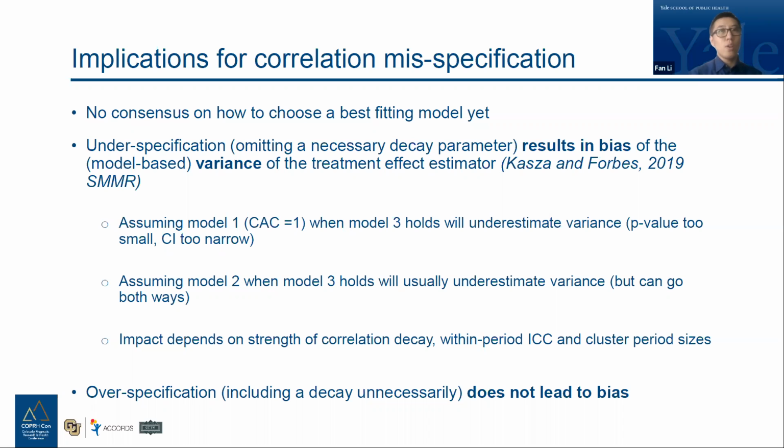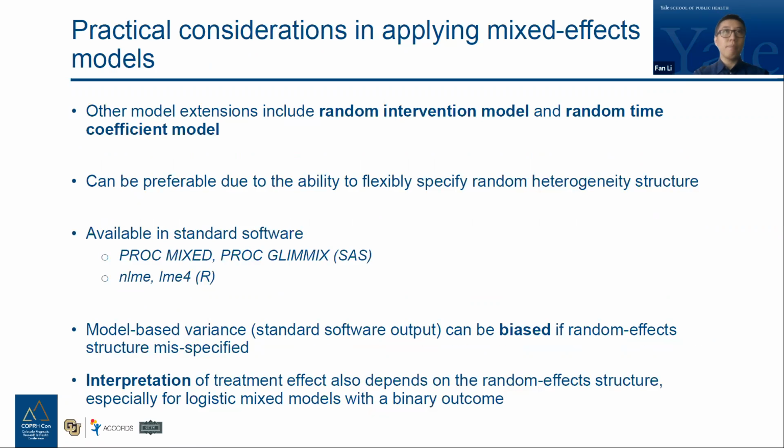Assuming model 2, however, when model 3 holds, will usually underestimate the variance, but can also go the other way around, depending on the strength of the correlation decay, the within-period ICC, as well as the cluster-period sizes, among other design factors. However, overspecification, such as including an unnecessary decay parameter, does not generally lead to bias and may be recommended as a conservative procedure for design calculations.